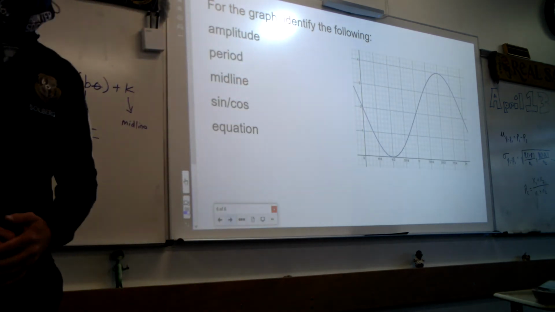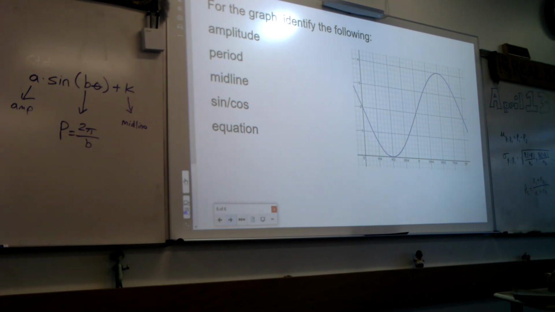Okay, here's your last one. It's got 3 transformations. See how you do with it.